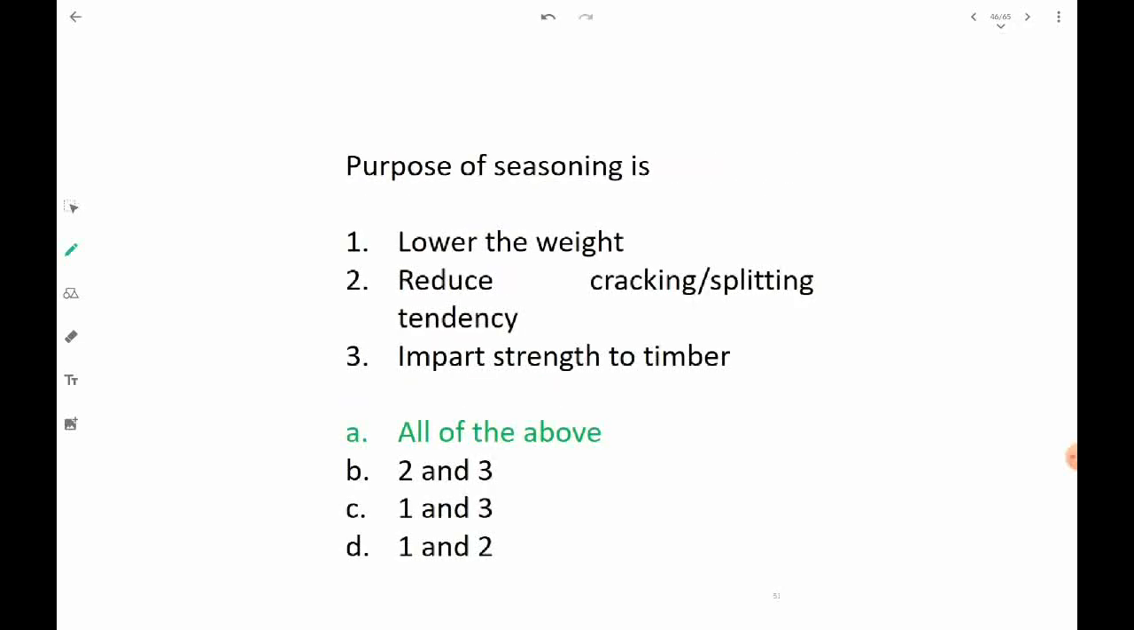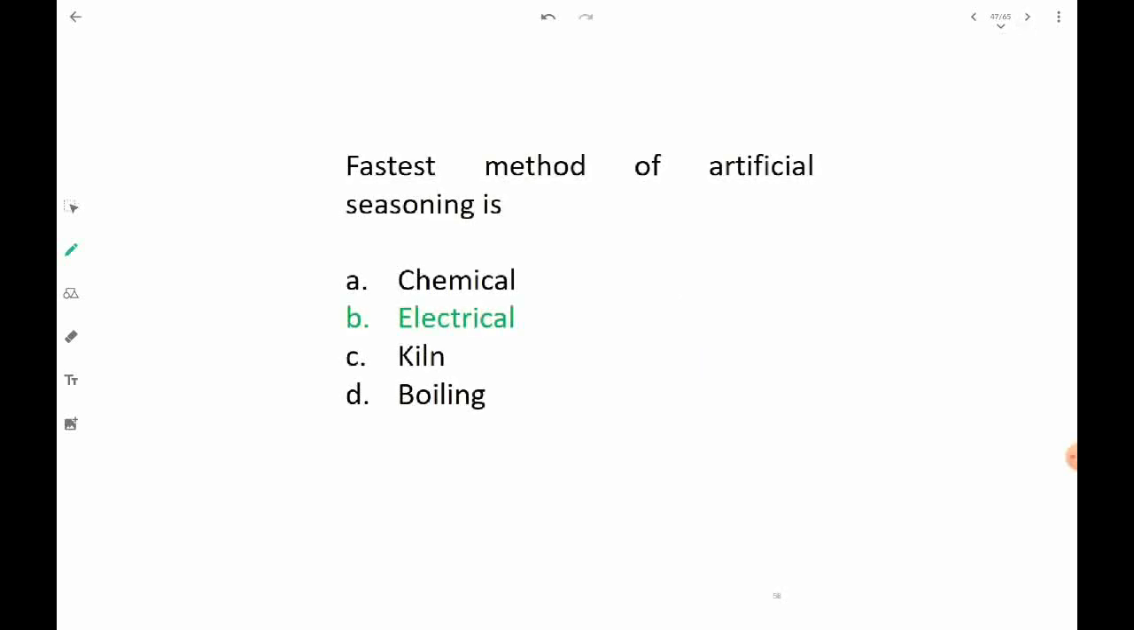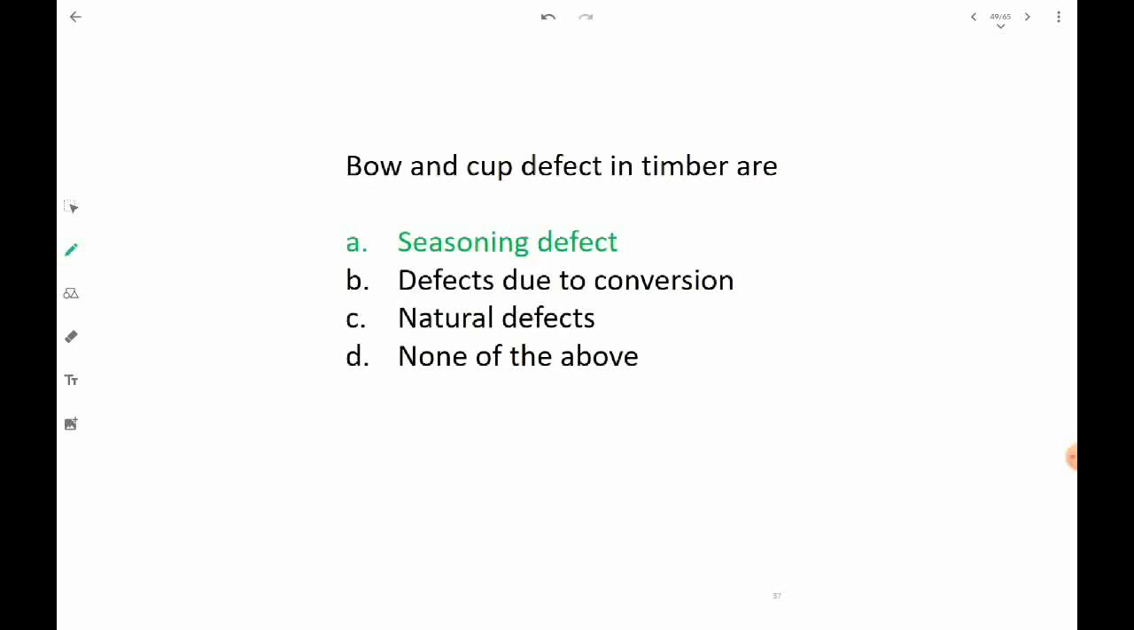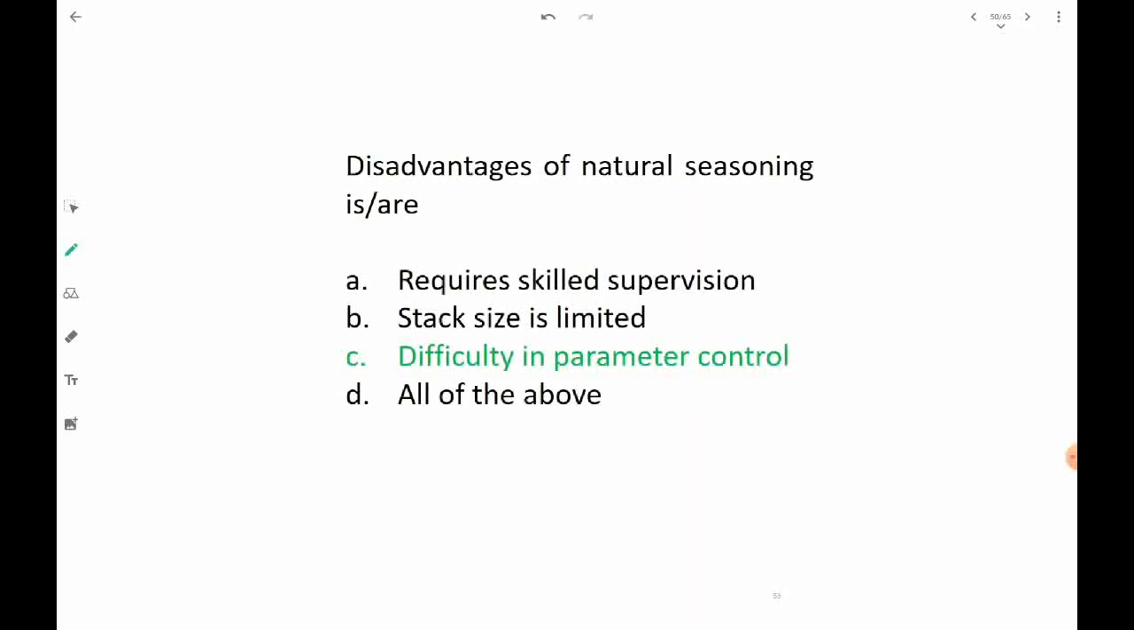The purpose of seasoning is to lower the weight of the timber, to reduce the cracking or splitting tendency of the timber, and to impart strength to the timber. The fastest method of artificial seasoning is electrical seasoning. Creosoting is the process of timber preservation in which creosote oil is pressure injected into the timber. Then bow and cup defects in timber are seasoning defects.